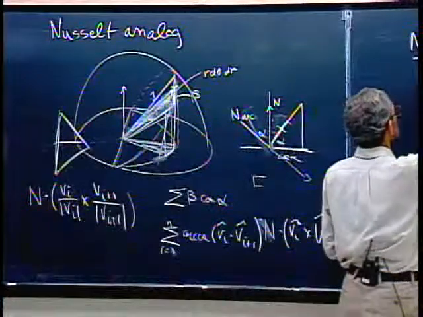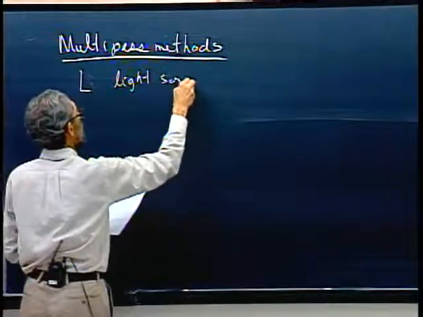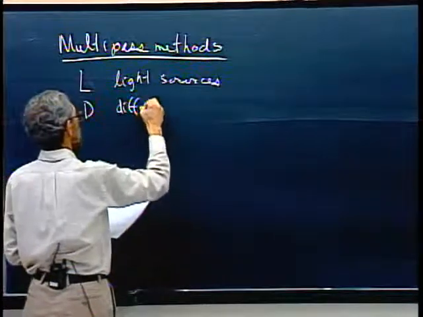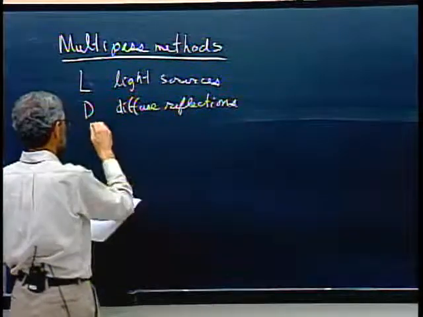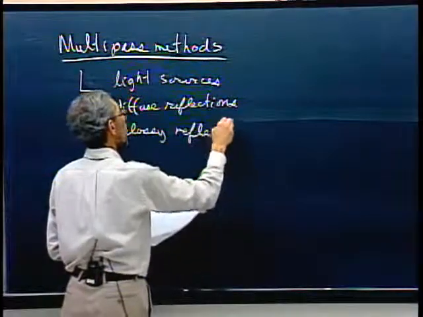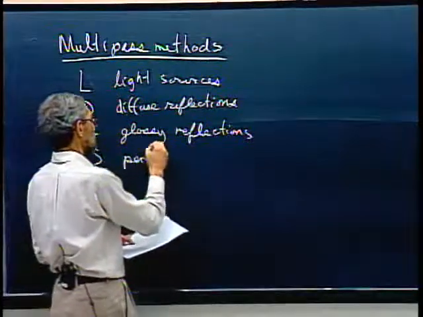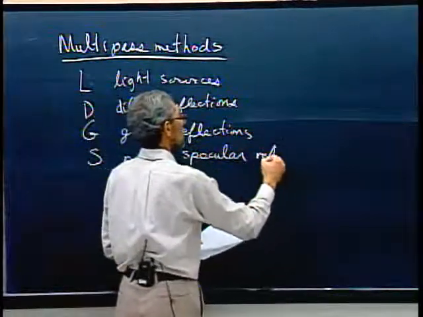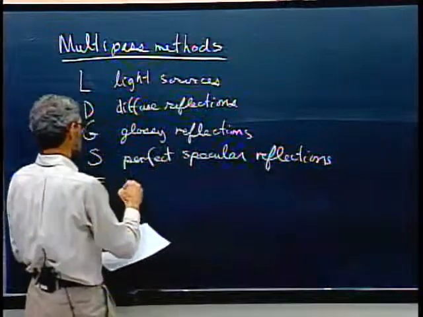So I'm going to follow the notation in the book. L is light sources. D is diffuse reflections. G is glossy reflections. S is perfect specular reflections. And E is the eye.